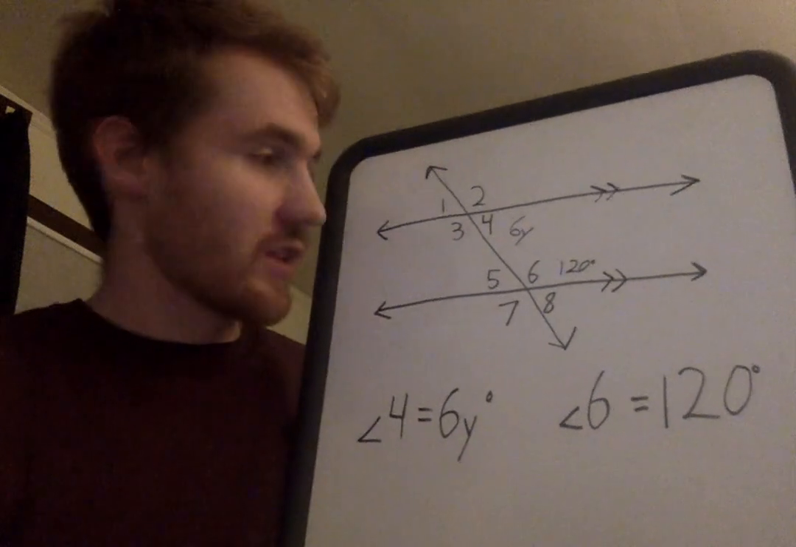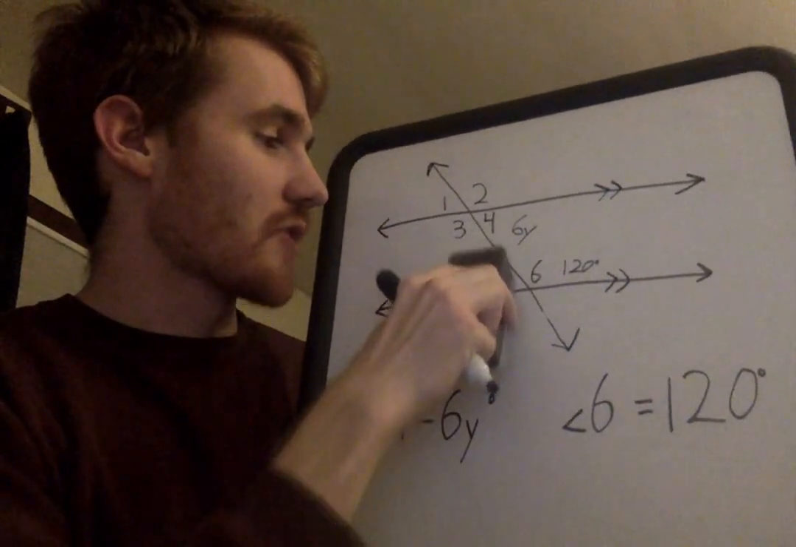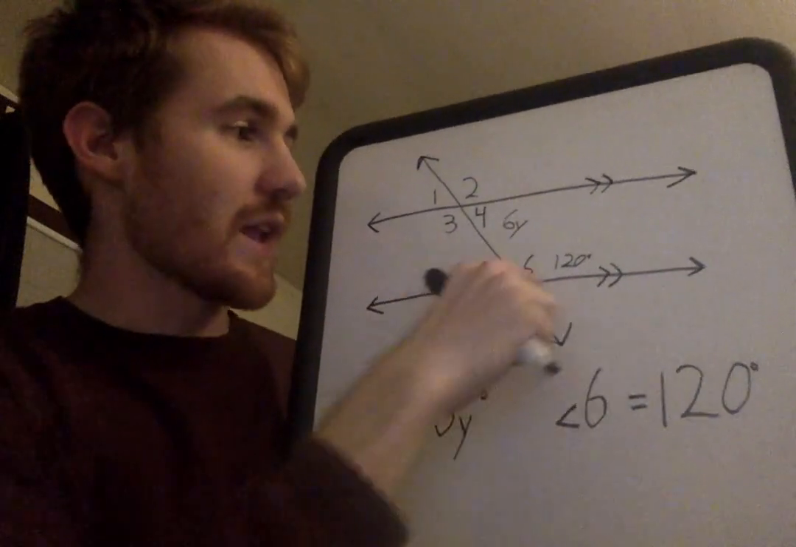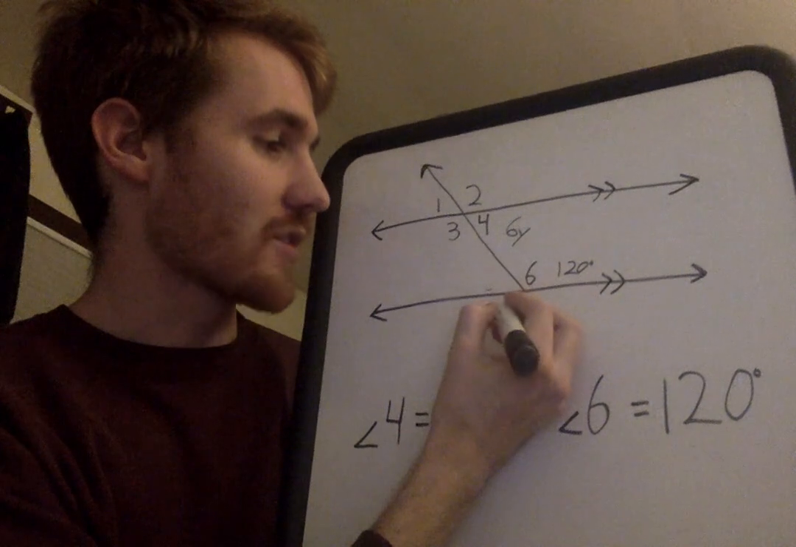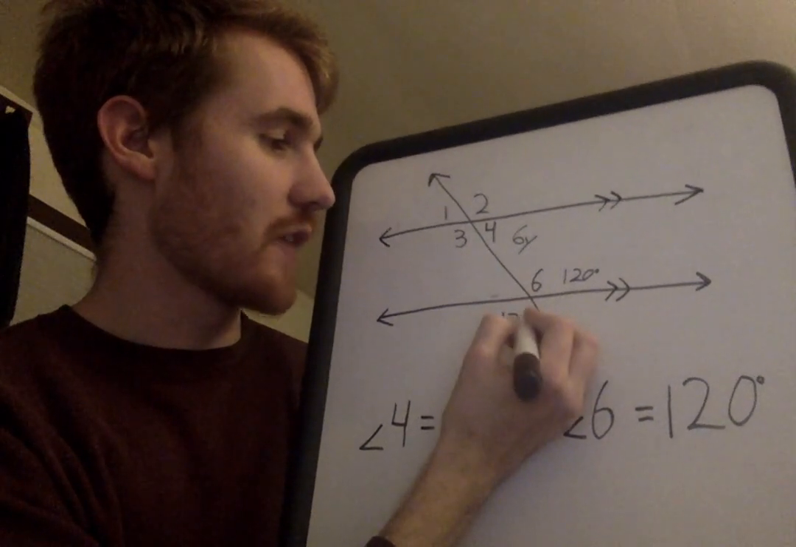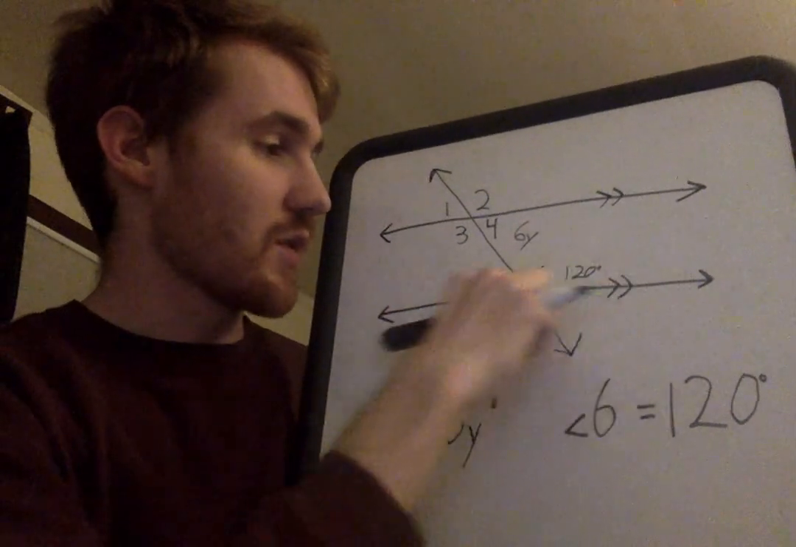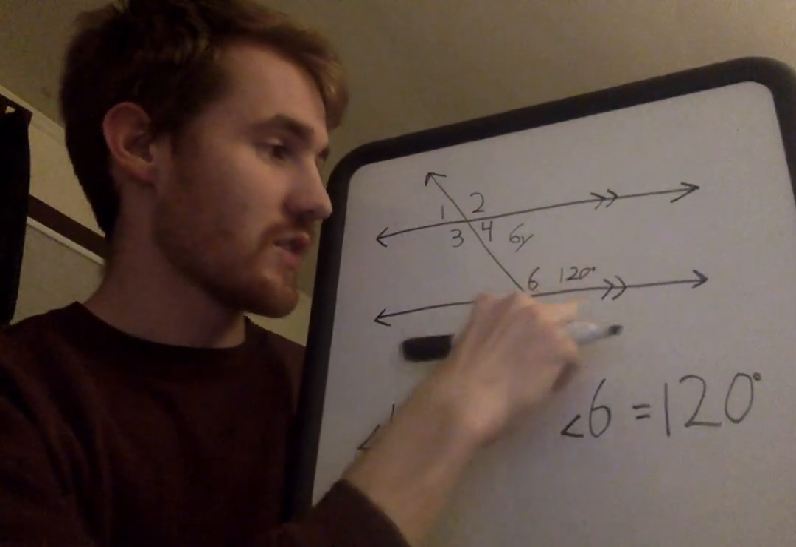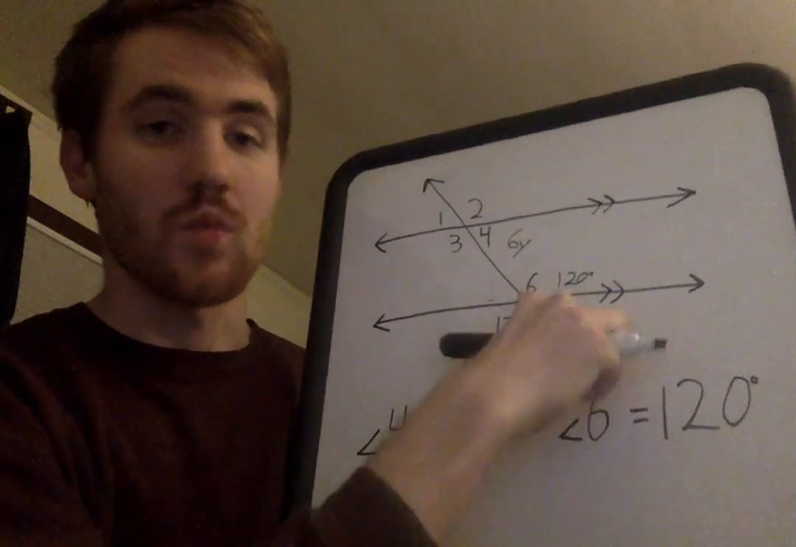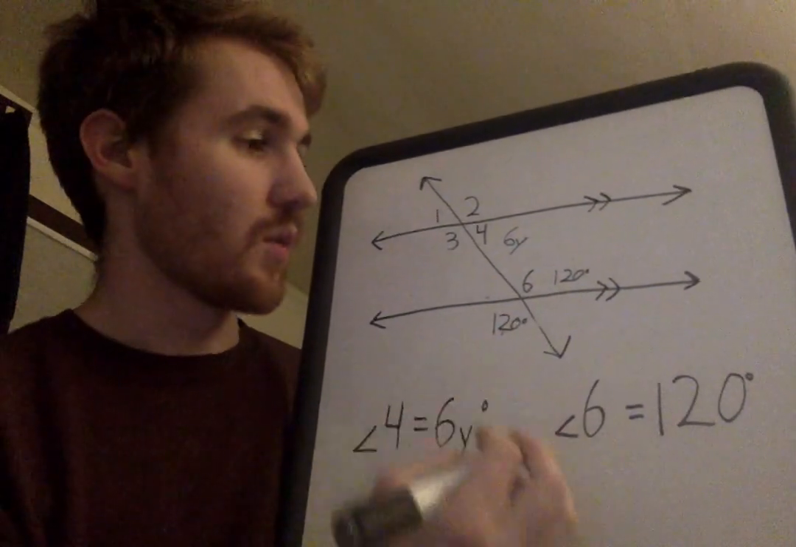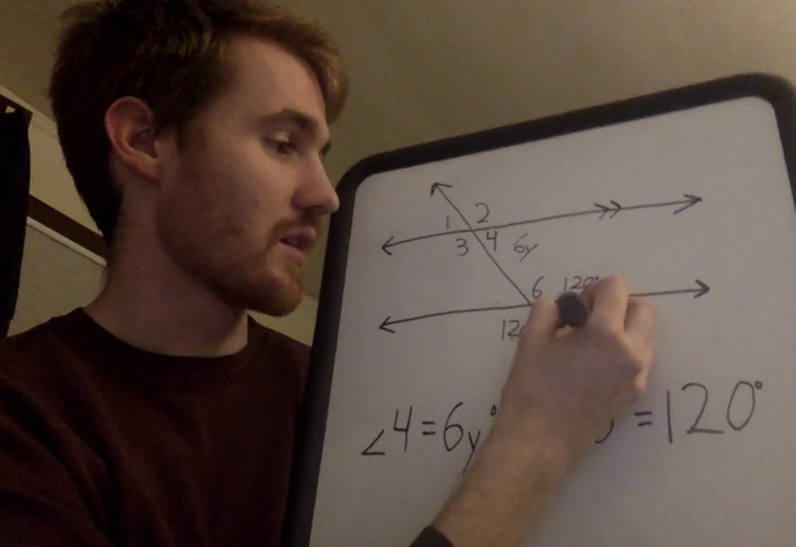So I'm going to get rid of the 5, 6, 7, 8, all the extra numbers. I know that angle 6 is 120 degrees, so the angle opposite it also has to be 120 degrees. I also know this is a straight line, so these two have to add up to 180. So 120 plus what equals 180? 180 minus 120 is 60 degrees.